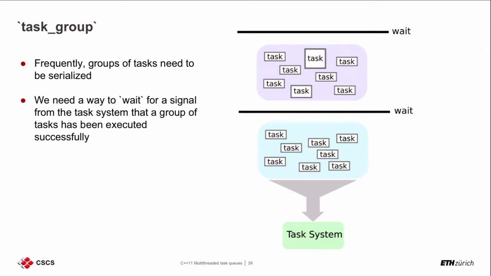But that's not good enough, because at some point, we would like to know when the tasks have been executed. So very frequently, we'll have a group of tasks that we want to be done, but then we want some sort of barrier to tell us when they've been executed before we can launch another group of tasks, right? This is basically what we would like to have. We would like some wait function around this task system.